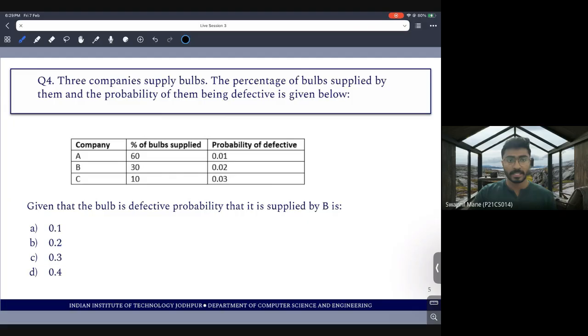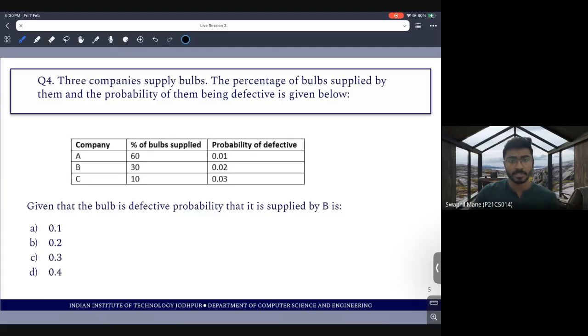This is about conditional probability. I will read the question for you. Question 4 states that three companies supply bulbs. The company names are A, B, C. The percentage of bulbs supplied by them has been given in the second column, and the probability of them being defective. Company A supplies 60 percent of the bulbs, with a defective probability of 0.01.